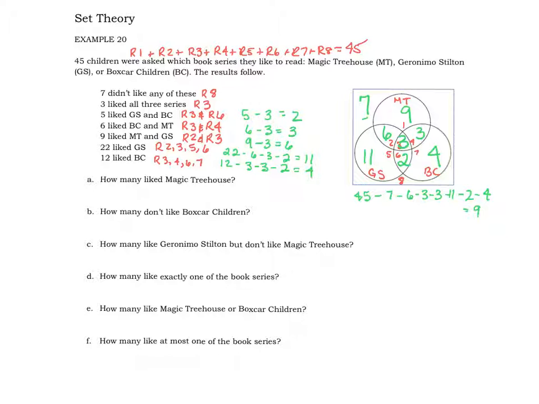Okay, so this is where your critical thinking needs to jump in. Just don't give up. If it's a problem that's a little different than other ones that you've done, you have the best computer in the world, and that's your brain. So, yeah, go ahead and depend on yourself to think things through. So, how many like Magic Treehouse? We are going to need to add regions 1, 2, 3, and 4 together. So we're going to add the 9 plus the 6 plus the 3 plus the 3, and I should get 21.